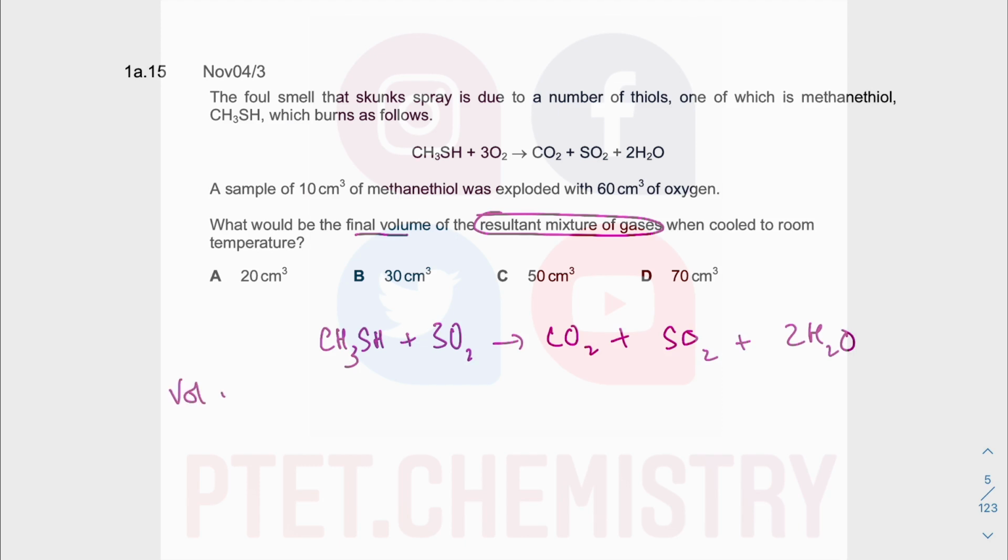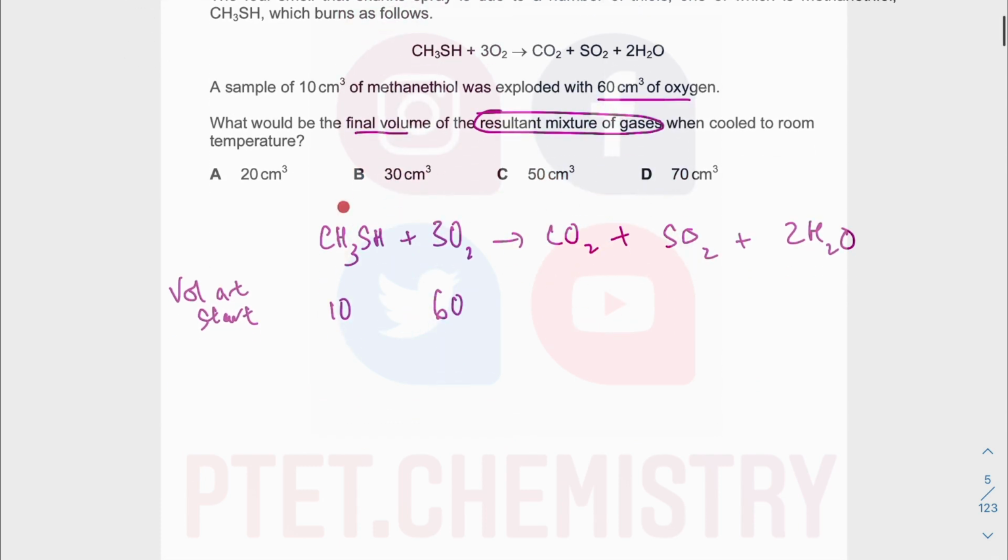If I have volume at start, I have 10 cm cube. I'm not going to write down the unit, but all of this will be in cm cube. I exploded with 60 cm cube of oxygen. So you could tell from the equation, 1 mole only reacts with 3 mole. So 10 cm cube will only react with 30 cm cube. So this is in excess, all right? So the volume reacted will be 10 cm cube, which will react with 30 cm cube, because 1 mole of gas reacts with 3 mole of gas.